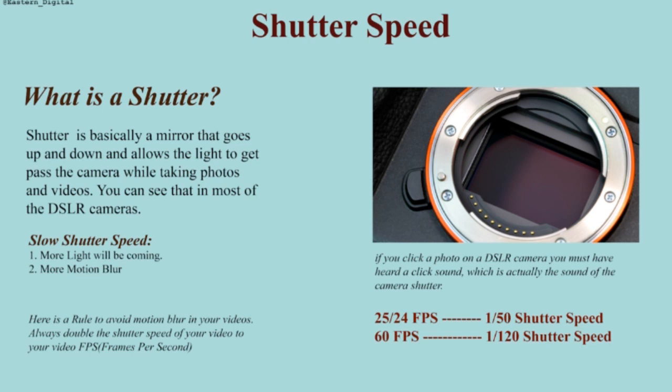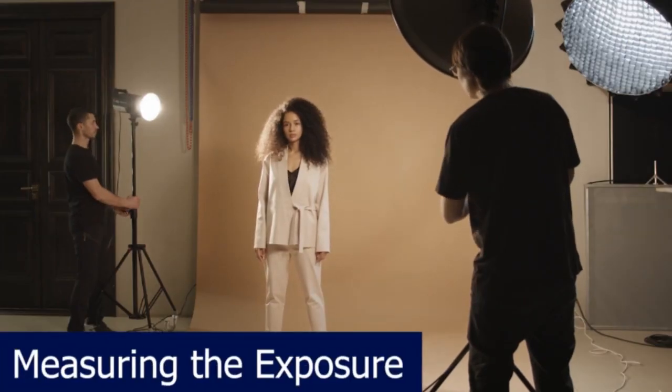Well, that's all about exposure control and the exposure triangle, where I have explained the aperture, the shutter speed and the ISO. So now it's time to move on to the next part, which is how we are going to measure the exposure.